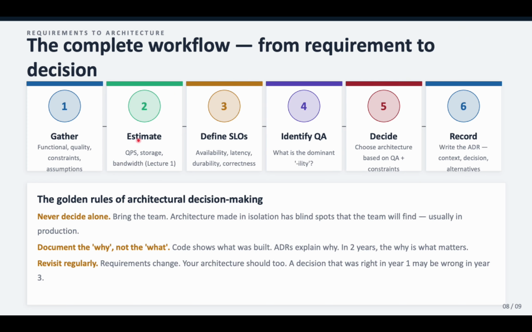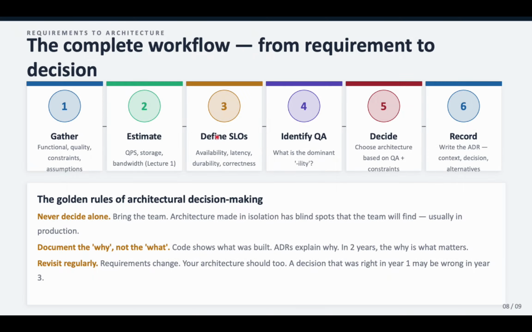And then we have step number 2, and that is estimate. Use the 3-step framework from lecture number 1 of this section to calculate your QPS, your storage, and your bandwidth, and now your architecture is anchored to real numbers, not intuition, right?